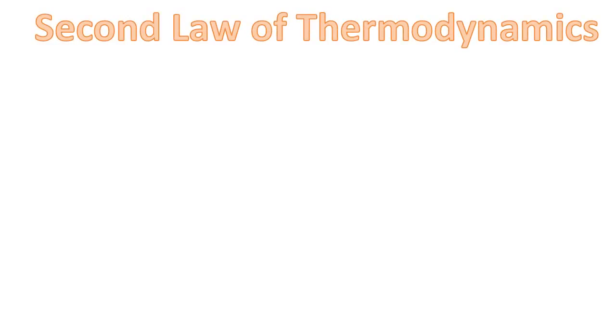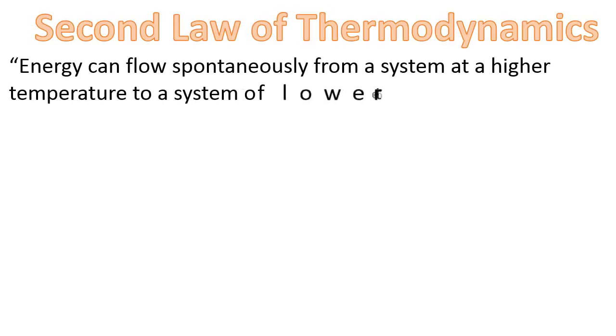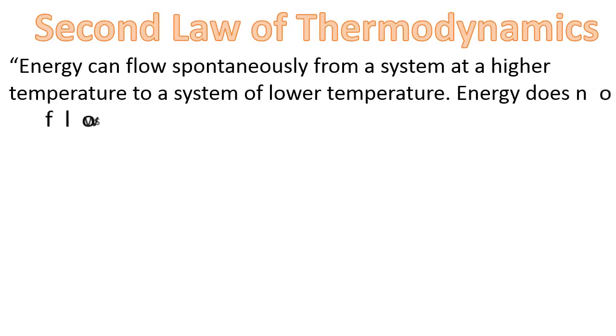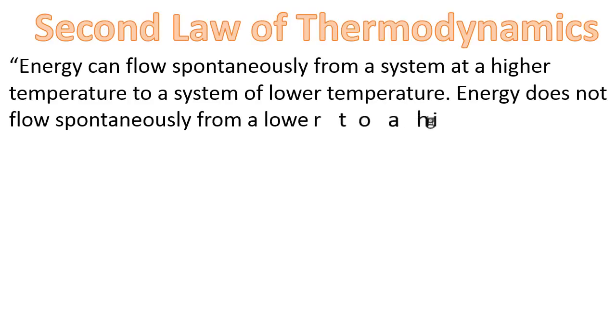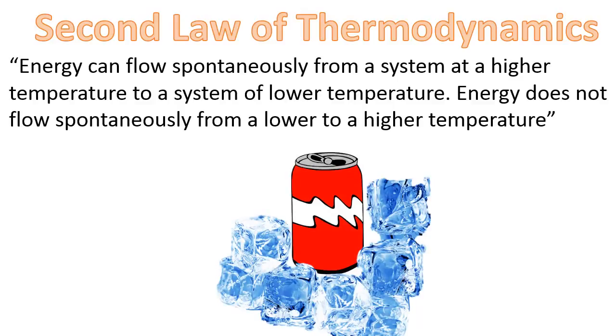The second law of thermodynamics establishes that energy can flow spontaneously from a system at a higher temperature to a system of lower temperature. Energy doesn't flow spontaneously from a lower to a higher temperature. For example, if we put a warm can of soda into ice, the heat will go from the can into the ice.